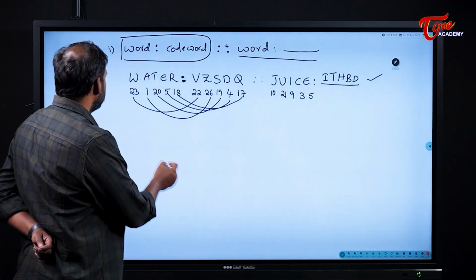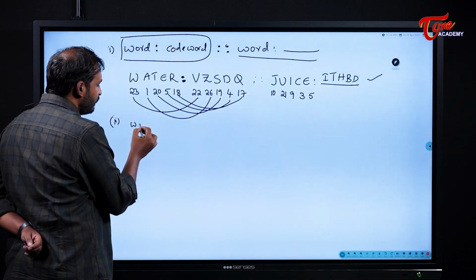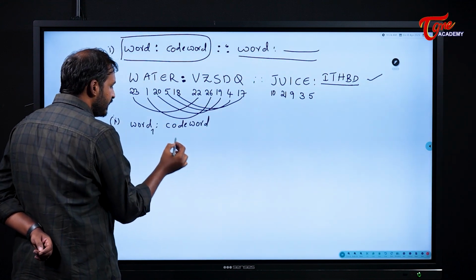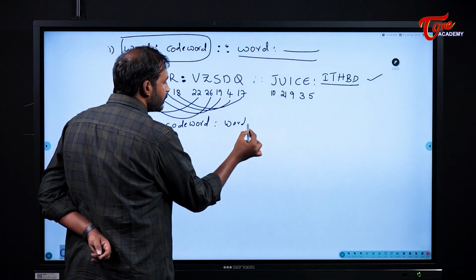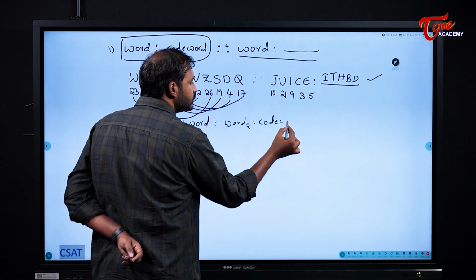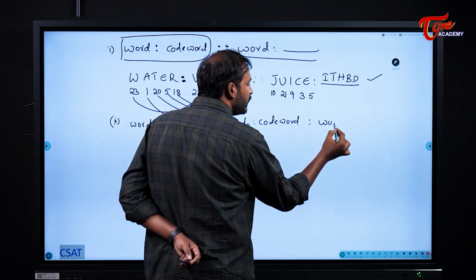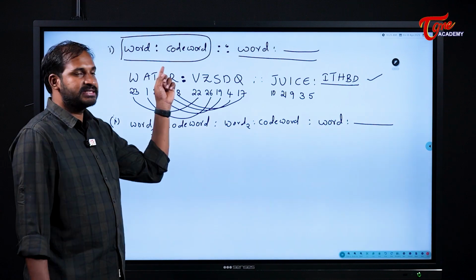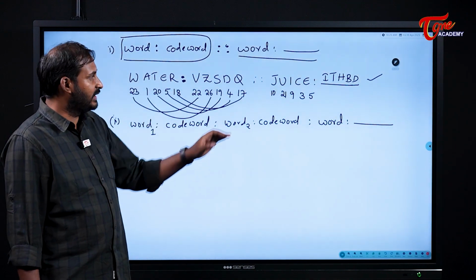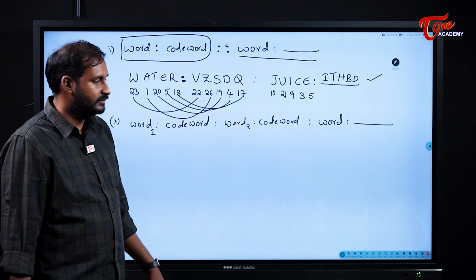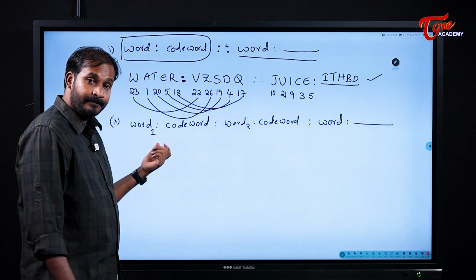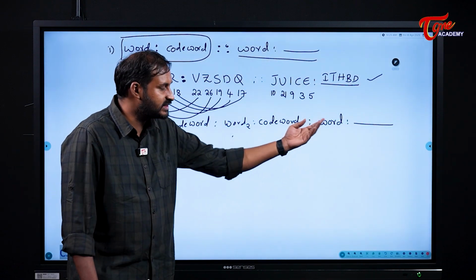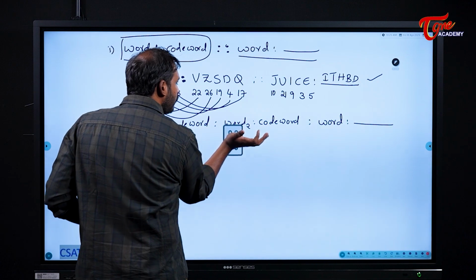And the next one, the second set of questions, is where they will give us a word and a code word. Word 1. They will give us another word and they will give us the code word to this one. And at last they will give us a new word and they will ask us to find the code word to this one. See here, in the previous case they gave us one word and one code word, and they directly asked a code for another word. Right? But in this case, they have given us 2 words and 2 code words, and they are asking us the code for the third one.